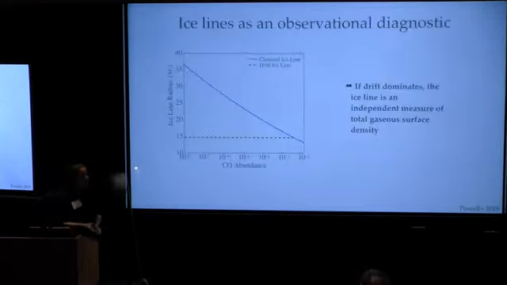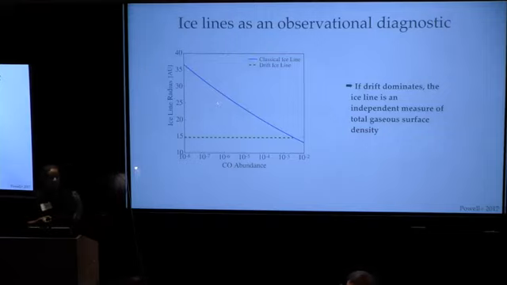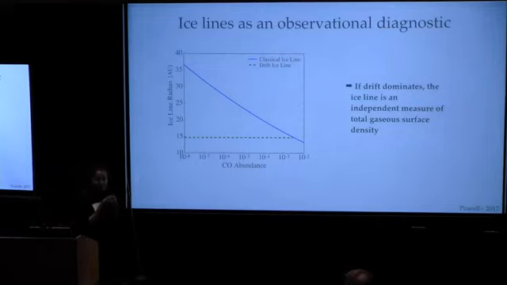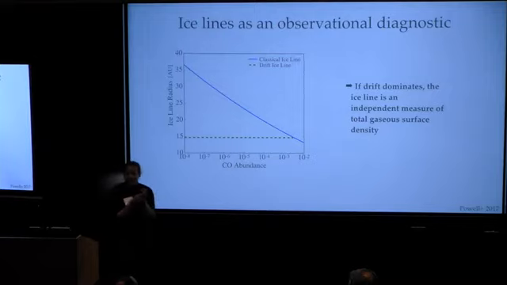Okay. So another potential observational diagnostic of this method is to look at disk ice lines. If drift dominates at the location of an ice line, your fast drifters will push the ice line inwards before they desorb, and actually your fastest drifters will stall. There's one place where you'd expect to see emission if drift is important.